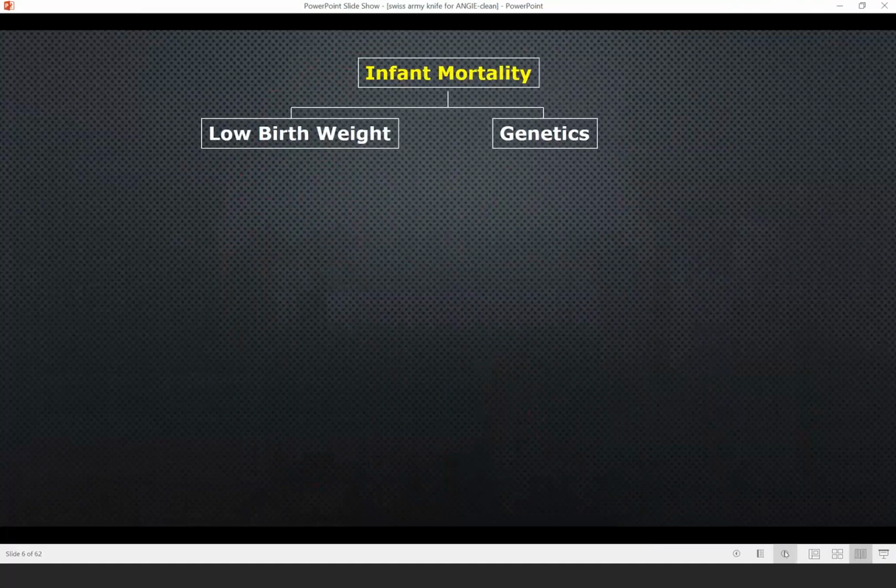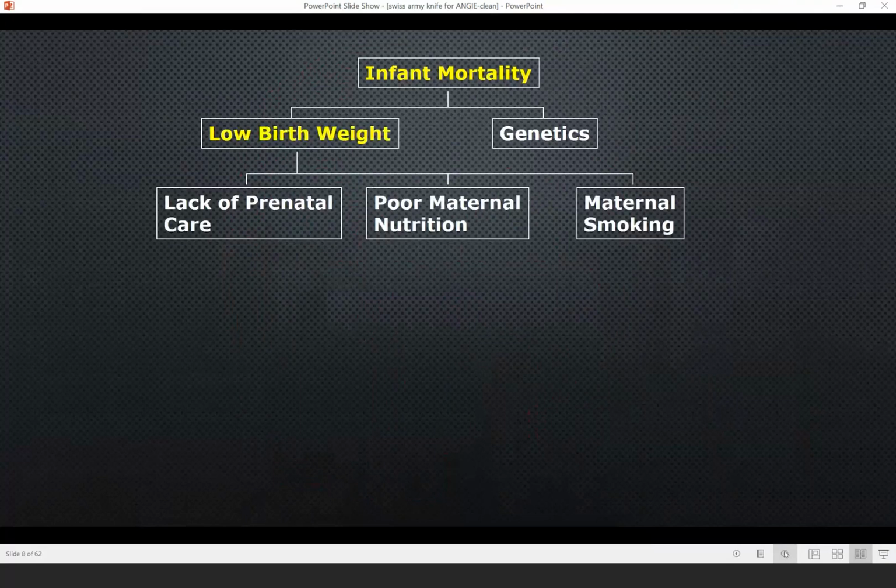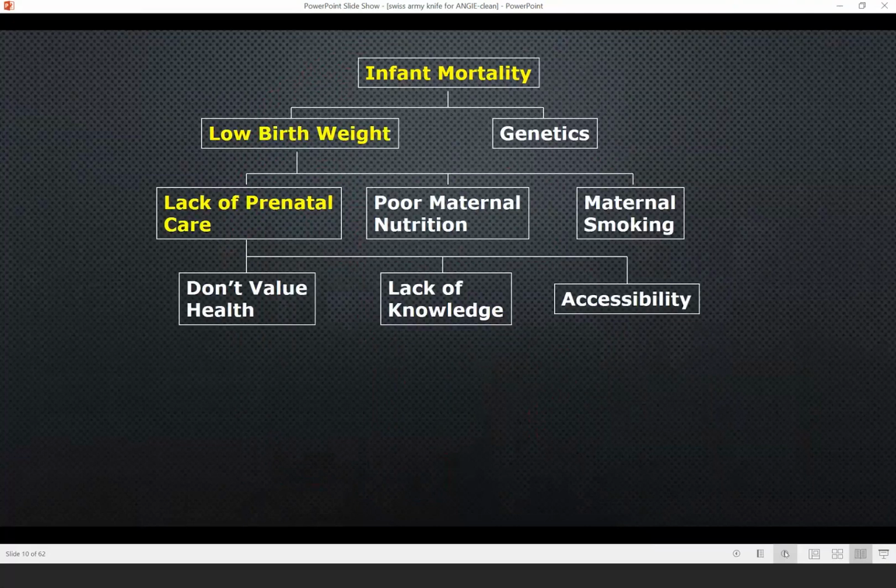And so we get a group of folks together and start talking about, well, what do we know about infant mortality? The first thing we know is that there are a couple of primary causes: genetic issues and low birth weight infants. Well, we can't do much about genetics, but we do know that we can do some things about low birth weight. For example, women who don't get adequate prenatal care, who have poor maternal nutrition, or who smoke while they're pregnant have lower birth weight babies, contributing to the risk of infant mortality.